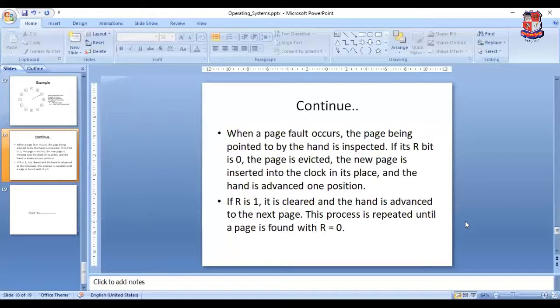If its R bit is 0, it means R equal to 0, the page is evicted, the new page is inserted into the clock in its place and the hand is advanced one position. If R is 1, it is cleared and the hand is advanced to the next page. This process is repeated until a page is found with R equal to 0.